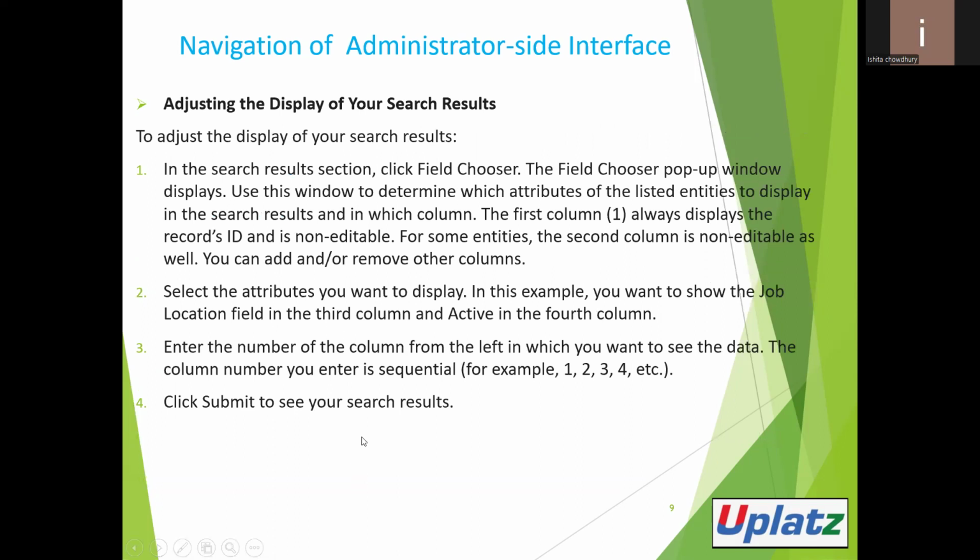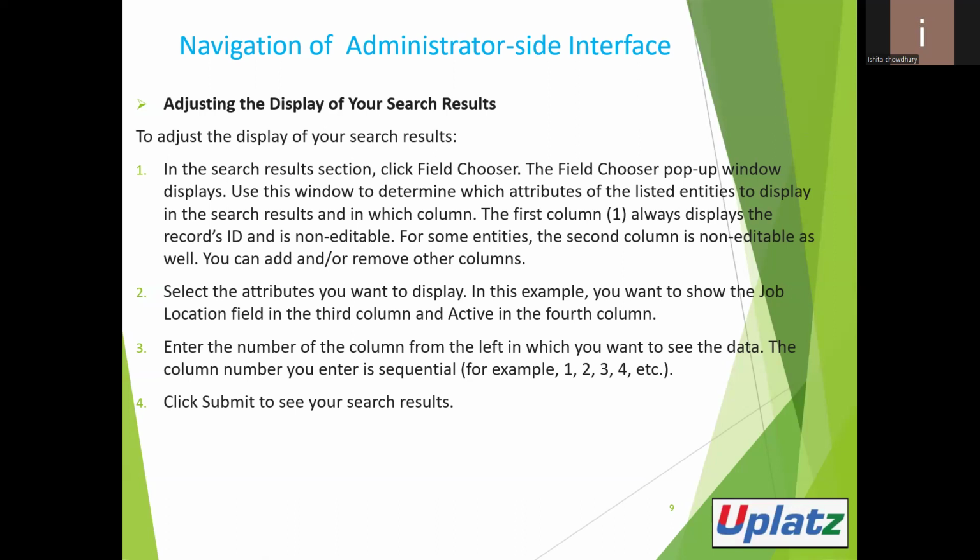Now, adjusting the display of your search results. To adjust the display of your search results in the search results section, click Field Chooser. The Field Chooser pop-up window displays. Use this window to determine which attributes of the listed entities to display in the search results and in which column. The first column always displays the record ID, right? And it is non-editable. Most importantly, it is non-editable. For some entities, the second column is non-editable as well. Why? Because we cannot add or remove other columns. Second, we do not have permissions. Permission is something that plays a greater role in the SuccessFactors learning management system.